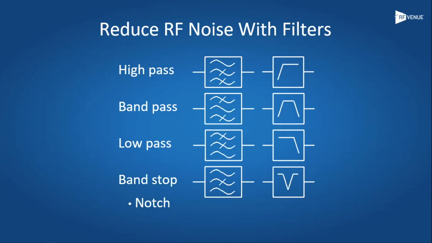And it's interesting, antennas themselves can be designed or tuned to somewhat act as filters, where they'll intentionally reject undesired frequency ranges while being as sensitive as possible to desired ranges.